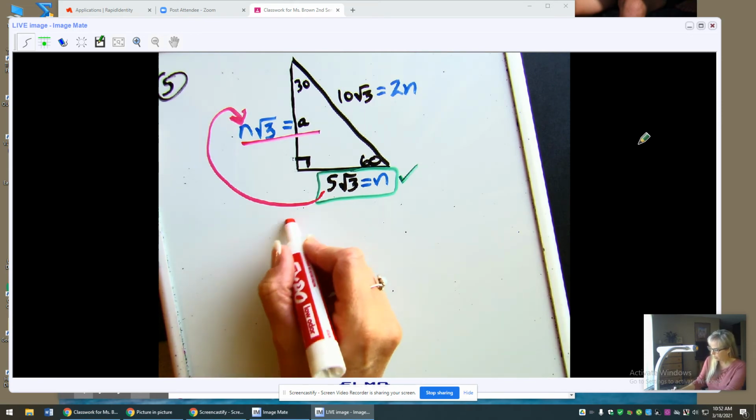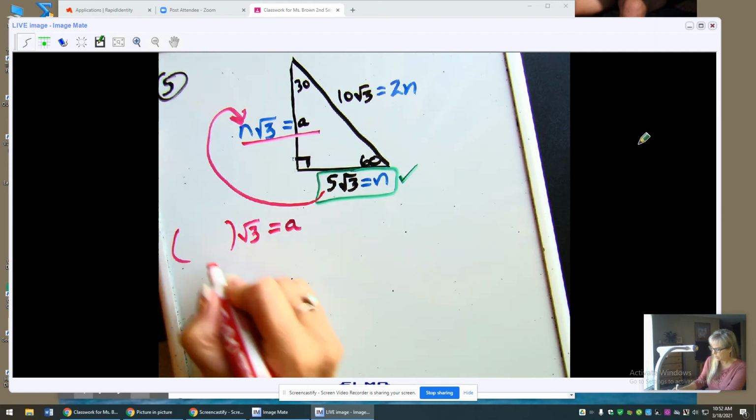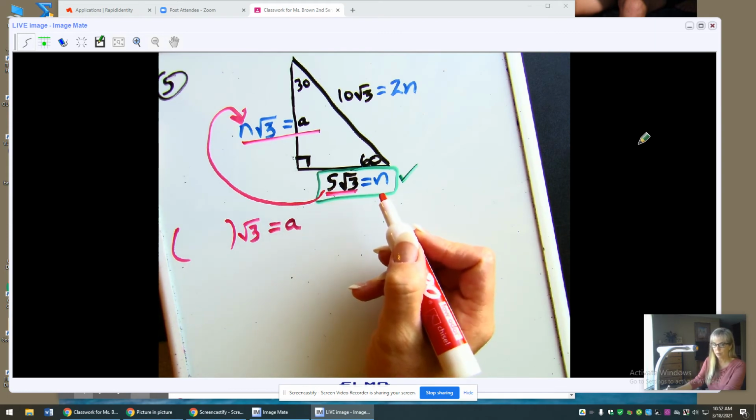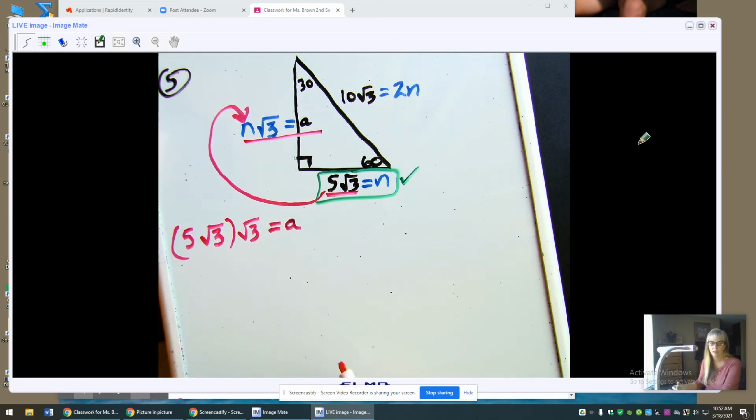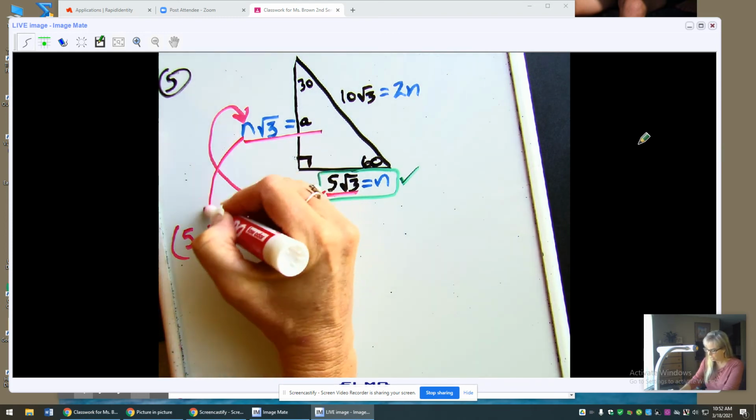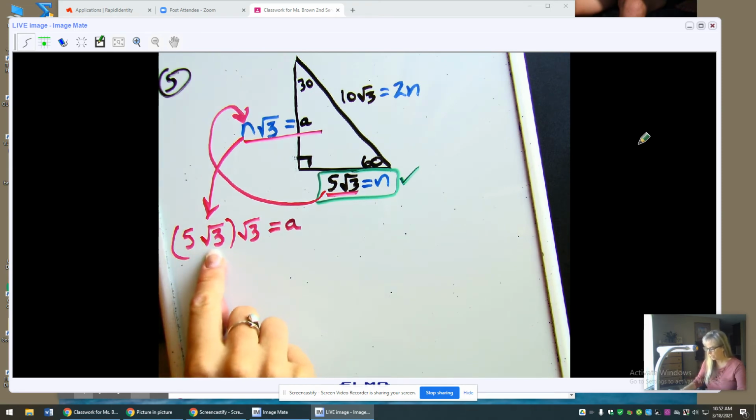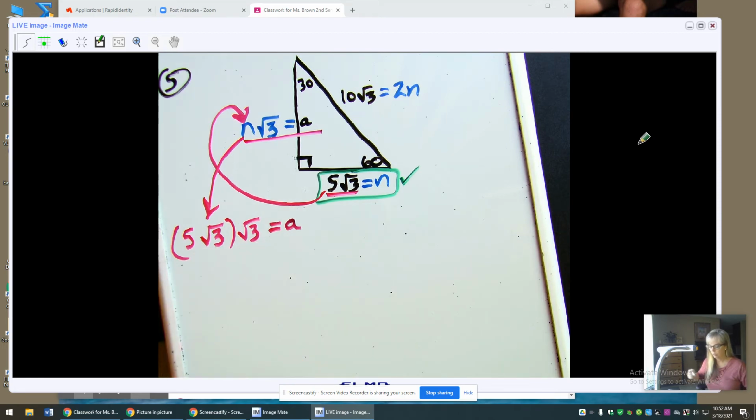So we have a is equal to n times the square root of 3. N is 5 times the square root of 3. This was the n value. The n value happens to have a square root of 3 in it, but the long leg has a relationship with the short leg. That is the square root of 3 times longer than the short leg.